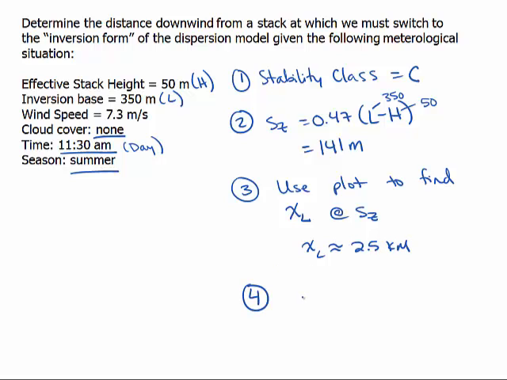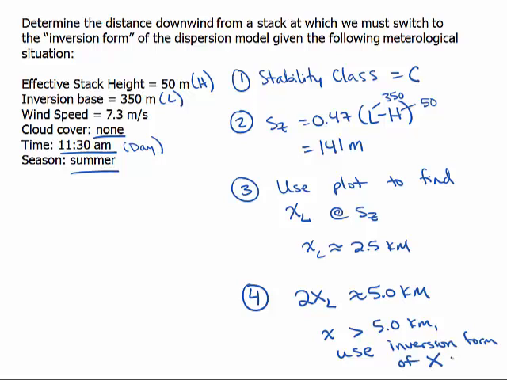The fourth thing is just to recognize that 2 x of L is around 5.0 kilometers, and at a distance x greater than 5 kilometers, you'll use the inversion form of the equation. So that is what was asked in this question: at what distance downwind would you use the inversion form of the model? Again, I encourage you to work through these examples, and that will help you perform the class exercises.